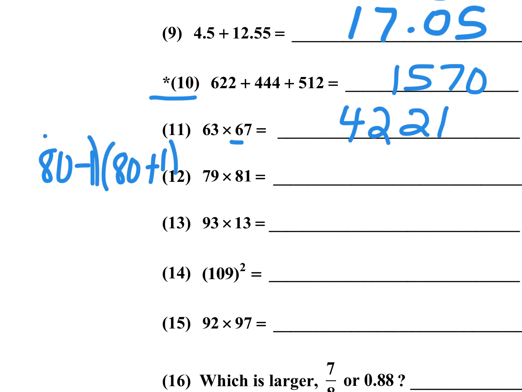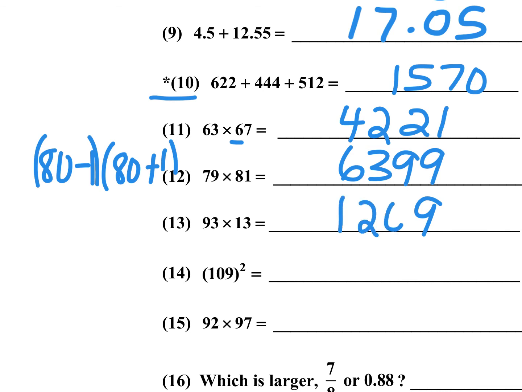Okay, so if I do that, I'm going to have 6,400 minus 1, which is 6,399. Number 13, multiplying by 13. 13 times 3 is 39, carry a 3. 13 times 9 is 117, plus the 3 is 120. So that becomes 1209. Number 14 is two numbers over 100.